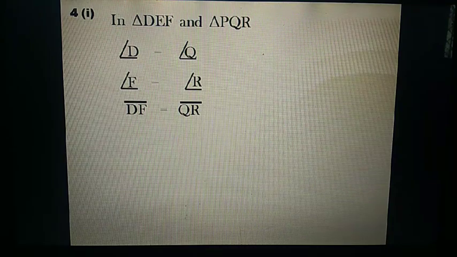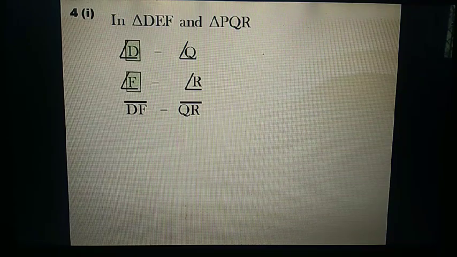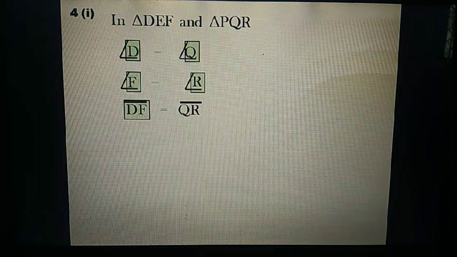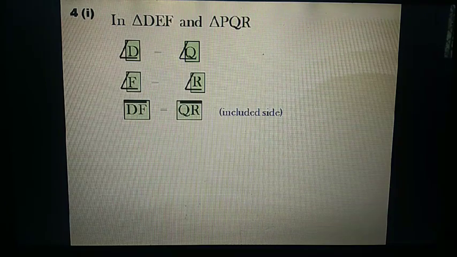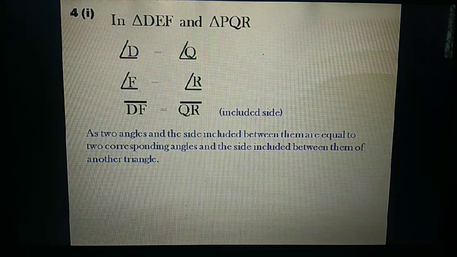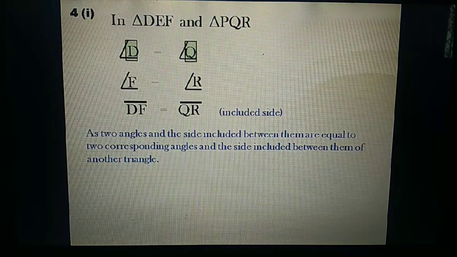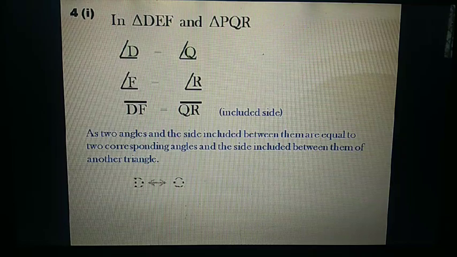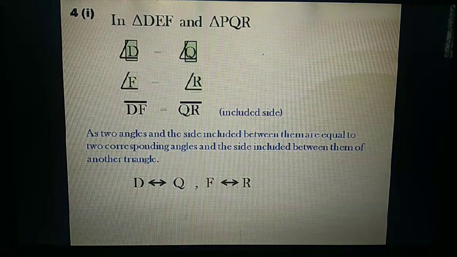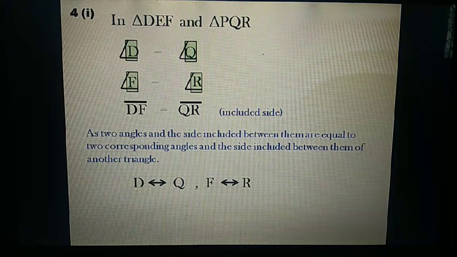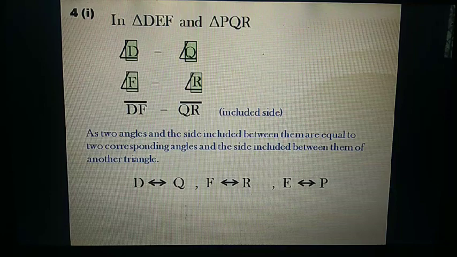Now before coming to a conclusion, first check whether the sides given to you are included sides, yes or no. So first comparing the left one, D and F angles are given to you, included side will be DF. Next, to the right hand side, Q and R are the angles given to you, included side is QR. So yes, the sides are included sides, so the triangles are congruent by ASA. Checking for the corresponding vertices, D corresponds to Q, F corresponds to R. Now as these two sets are already set, you are left with E in the first triangle and P in the second triangle. So E corresponds to P.